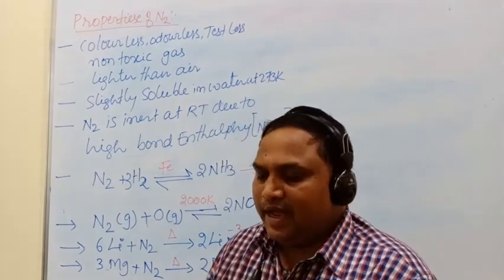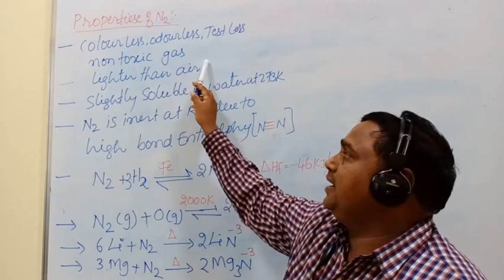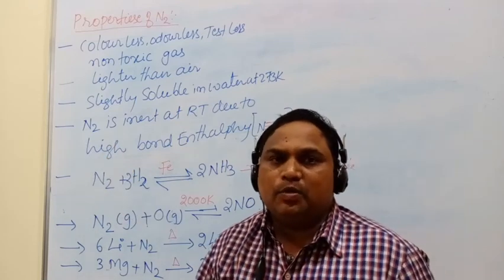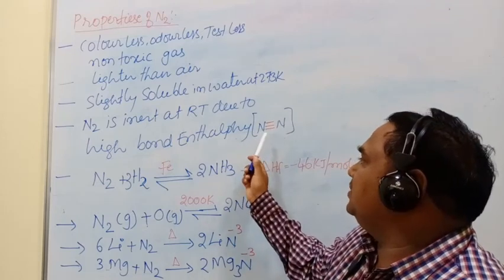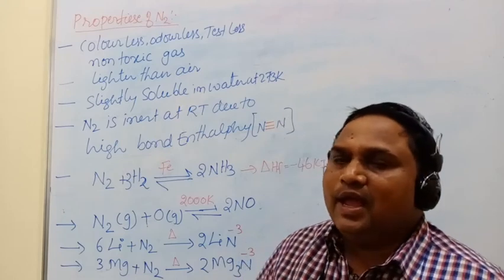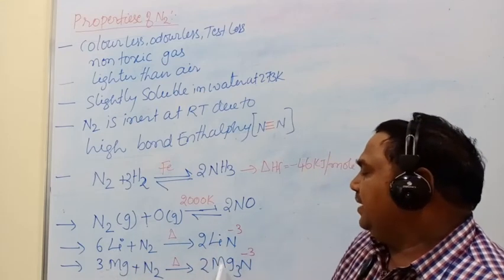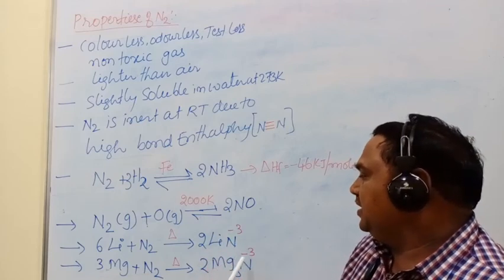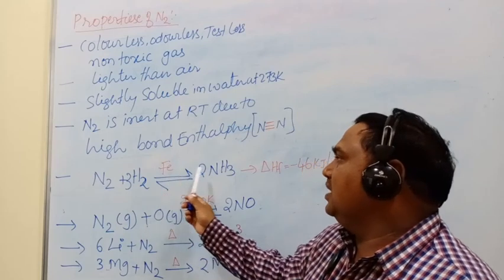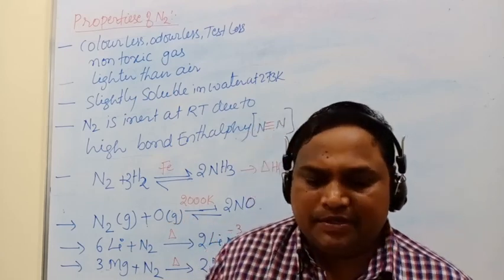Now, these are the properties of dinitrogen. First, very simple: it is a colorless, odorless, tasteless, non-toxic gas, lighter than air, and slightly soluble in water at 273 K. Dinitrogen is inert at room temperature due to high bond enthalpy, since nitrogen has a triple bond between the two nitrogens. However, the reactivity of dinitrogen increases as temperature increases. At high temperature, it reacts with metals like lithium and magnesium to give metal nitrides, in which the oxidation state of nitrogen is -3. Nitrogen also reacts with hydrogen gas in the presence of an iron catalyst to give ammonia, and with oxygen at high temperature to give nitric oxide. These are the properties of dinitrogen.